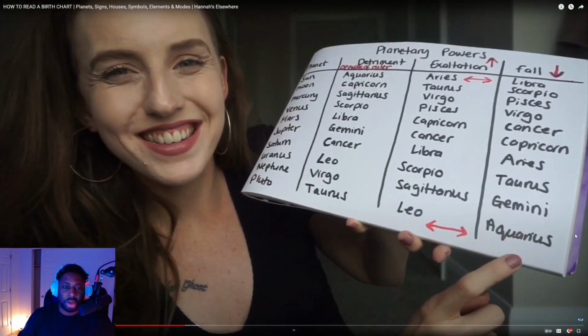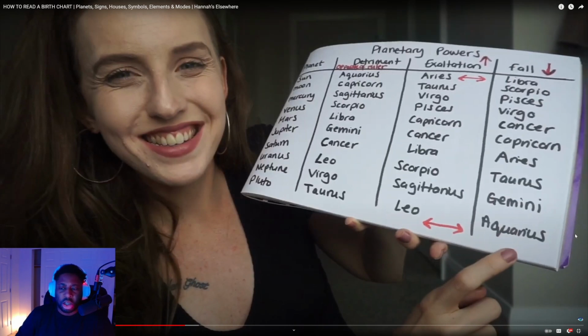So what I would like to highlight when it comes to planetary powers, I want to go back to that chart. I just want to look at this chart for a second. This is a really good chart. Because I'm in Aries, so looks like Saturn is... I'm in detriment to Saturn. That doesn't sound good.